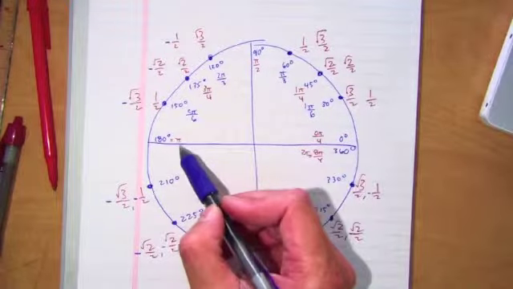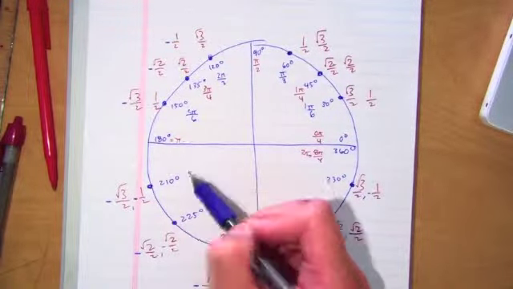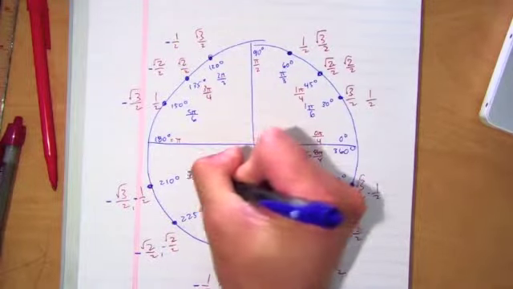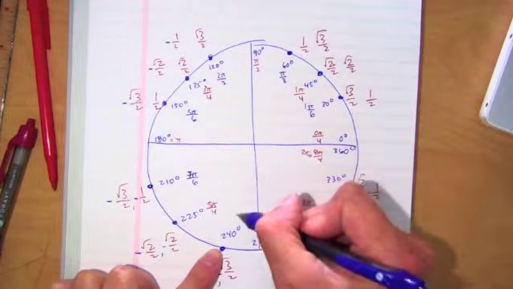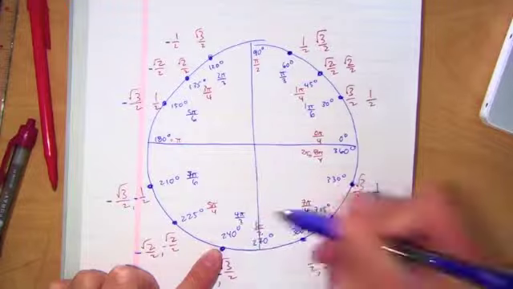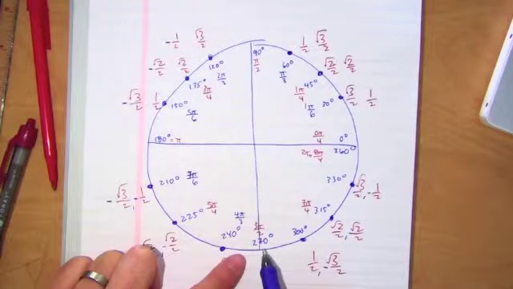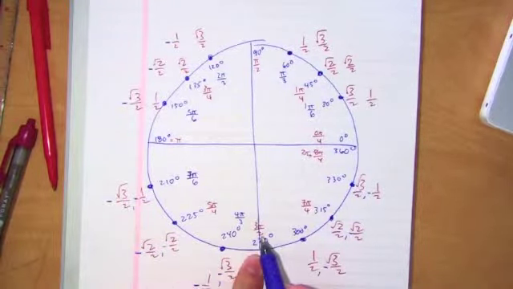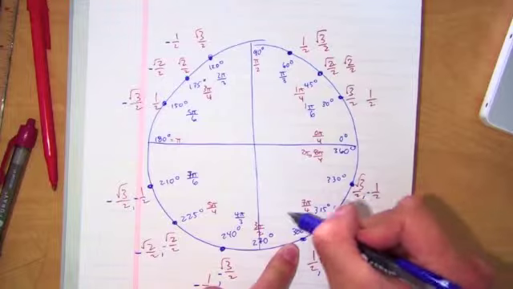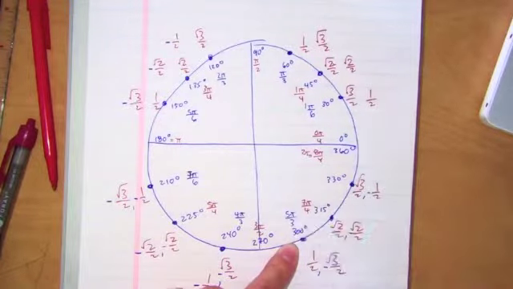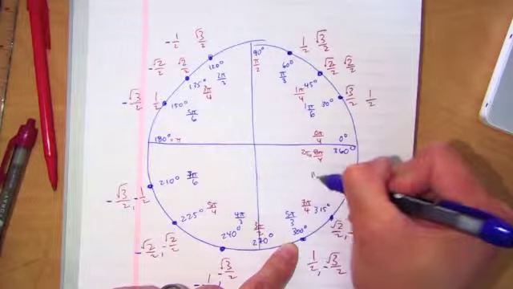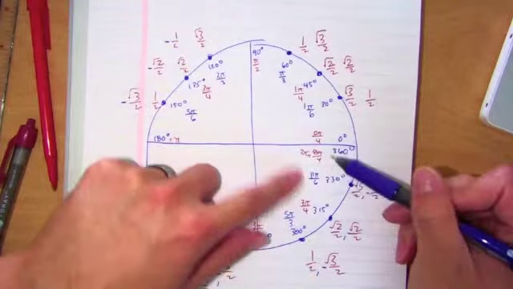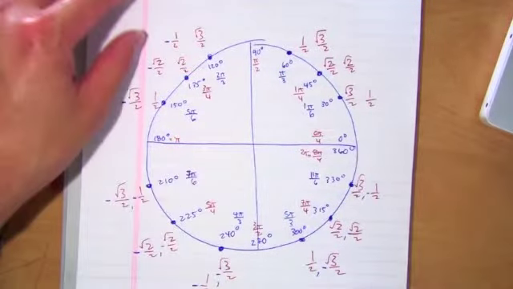5 pi over 6. This will be 6 pi over 6, or just pi. This one will be 7 pi over 6. This will come back and be 8 pi over 6, or 4 pi over 3. Again, a 30-degree angle from here, that'll be 9 pi over 6, or just 3 pi over 2. This is 10 pi over 6, which reduces to 5 pi over 3. And this will be 11 pi over 6. And the last one will actually be 12 pi over 6, or just 2 pi.